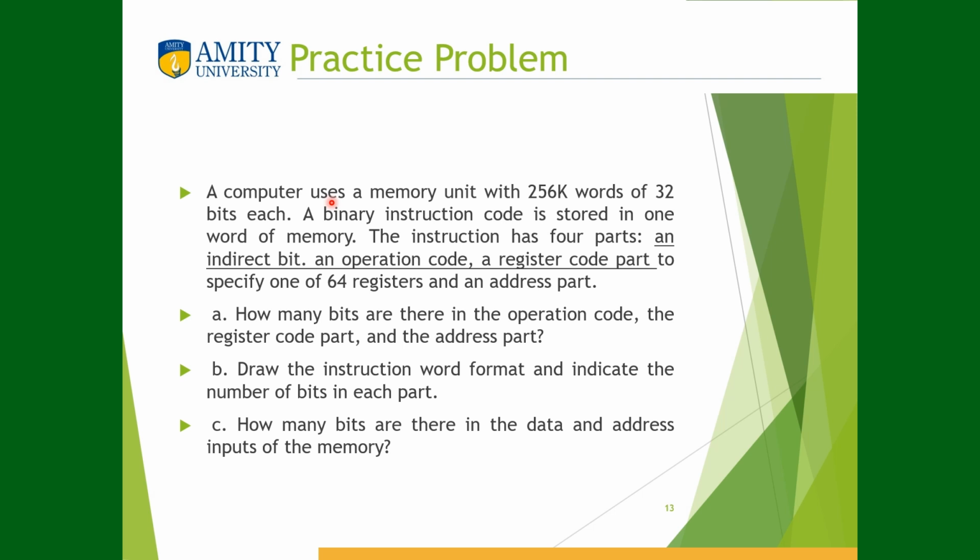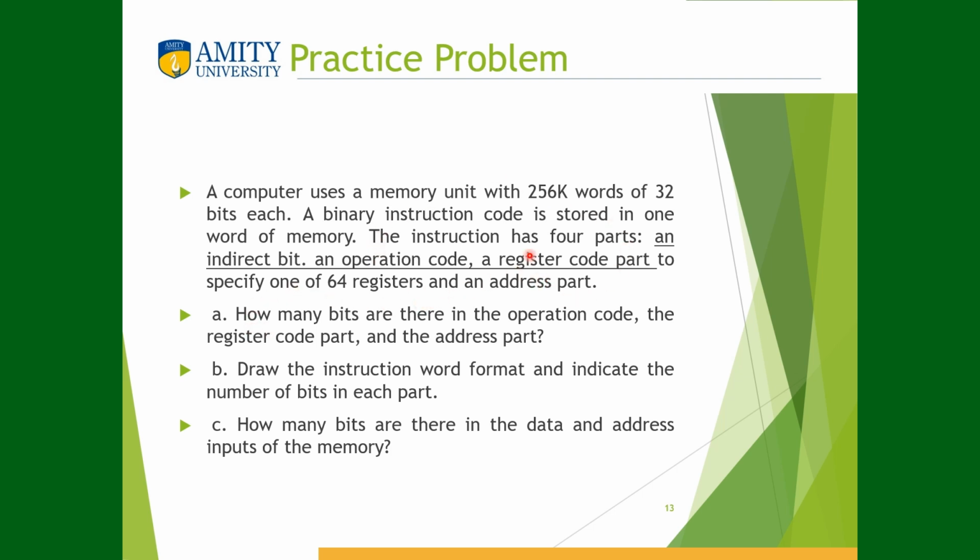Here we'll be looking at a practice problem where it says a computer uses a memory unit with 256k words. So 256k here means 256 times 1024, since k stands for 1024. So 256k words of 32 bits each. A binary instruction code is stored in one word of the memory. The instruction has 4 parts: an indirect bit, an operation code, a register code part which specifies one of 64 registers, and an address part.